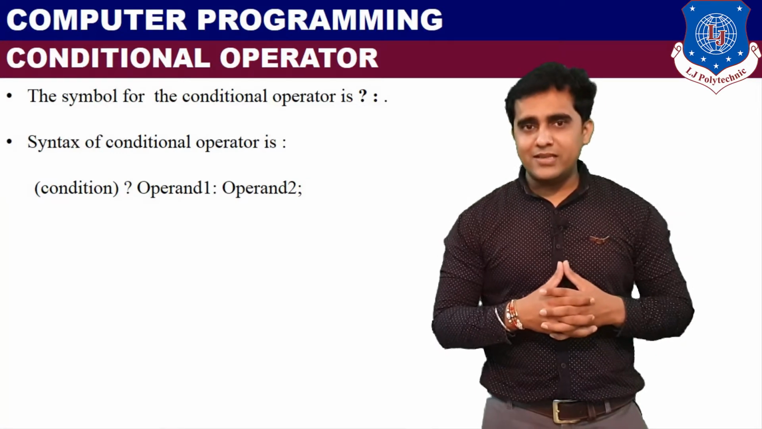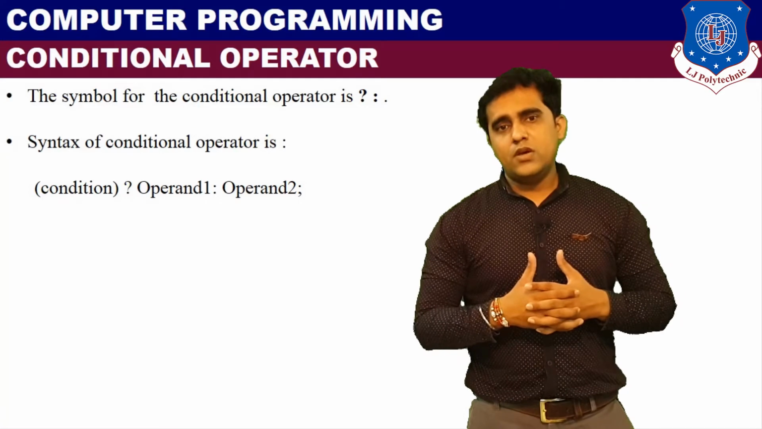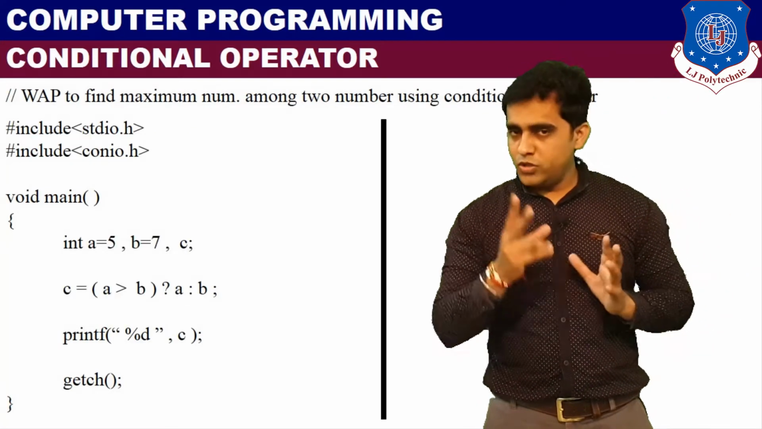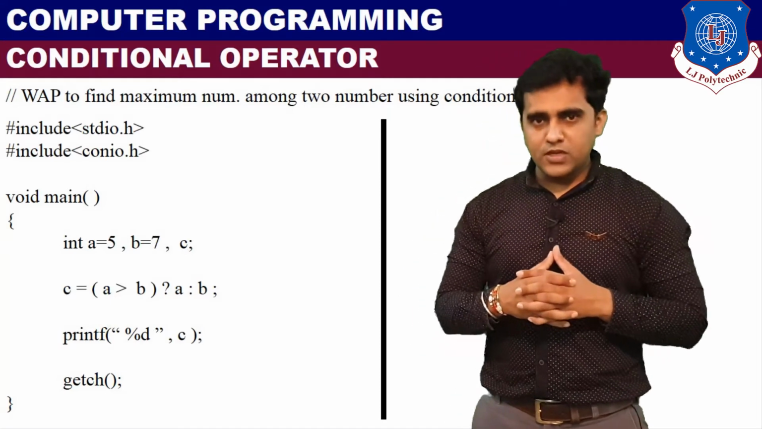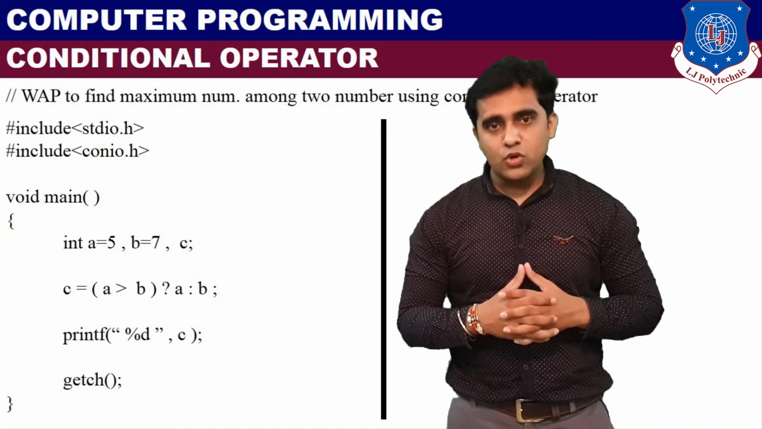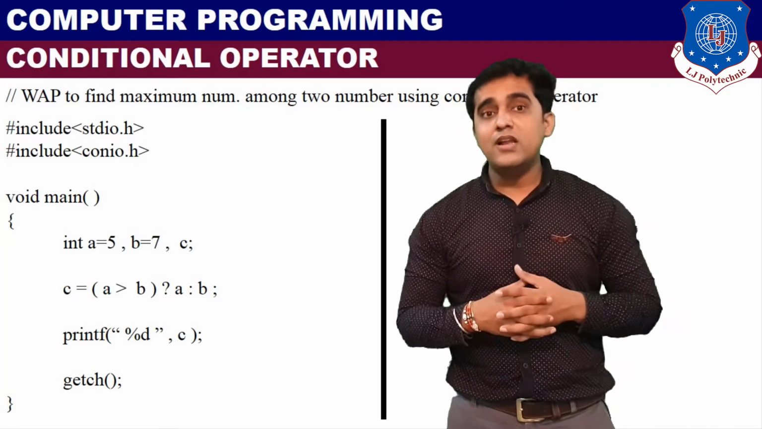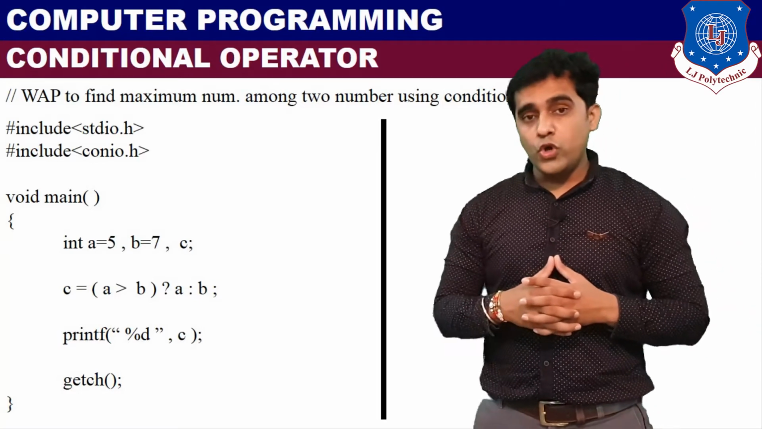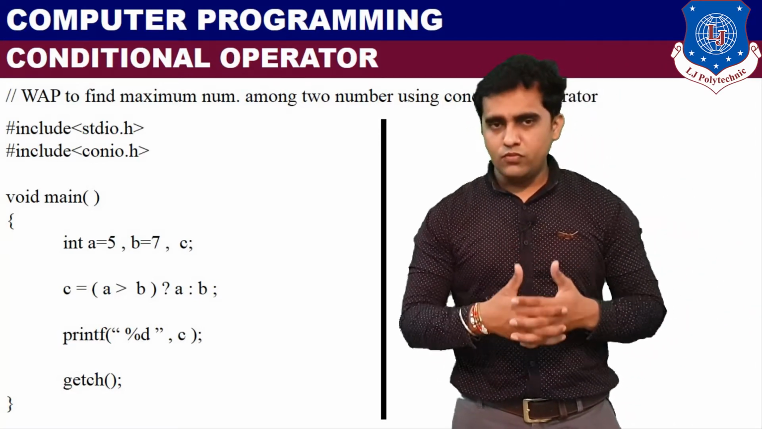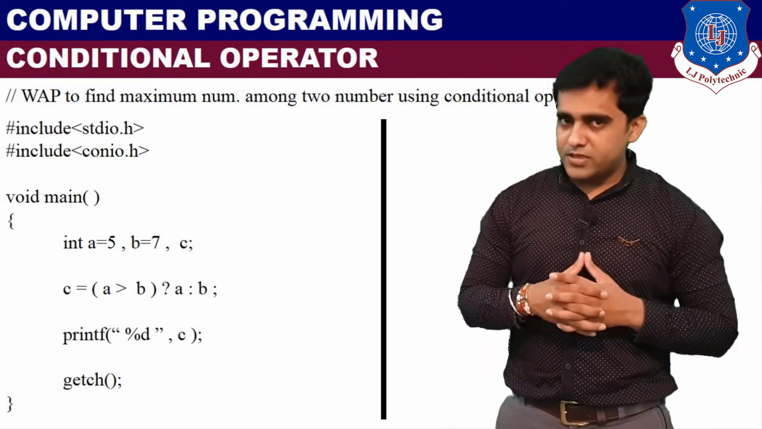Now let's understand this conditional operator with a C program. We will find which number is maximum among two numbers. So first of all, we will put our header file #include <stdio.h>, then another header file #include <conio.h>. Then we will start our main function, void main(). We will start curly braces.